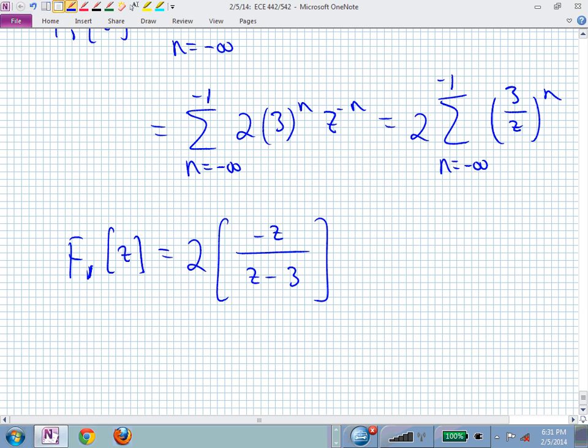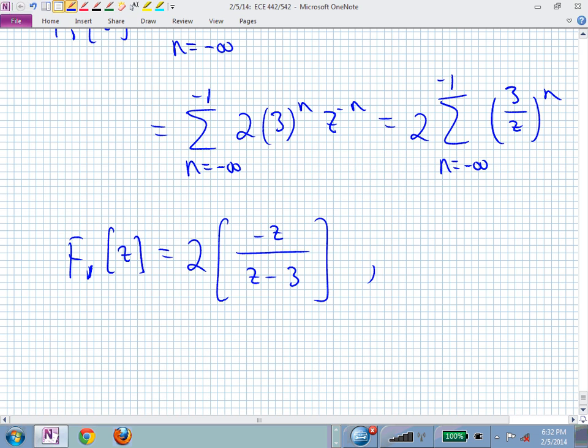Is that right? And now, when does that converge? Now 3 over z, since we're doing negative indices, we're now saying 3 over z to the negative powers. When it was positive powers, we needed it to be less than 1. Now that it's negative powers, it has to be greater than 1, doesn't it?